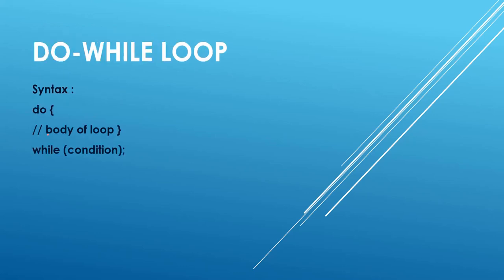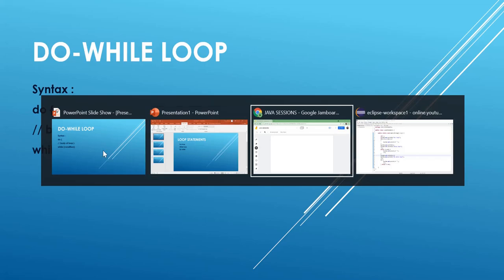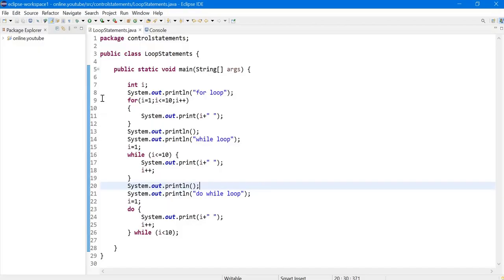And then coming to the do while loop, the syntax of the do while loop is do, body of the loop, while and condition. So what is the difference between a while loop and do while loop? At times we want the body of the loop to execute at least once. In such scenarios where we want to execute the body of the loop at least one time, there comes the use of do while loop. So let us write an example on Eclipse and find out how we can execute it.